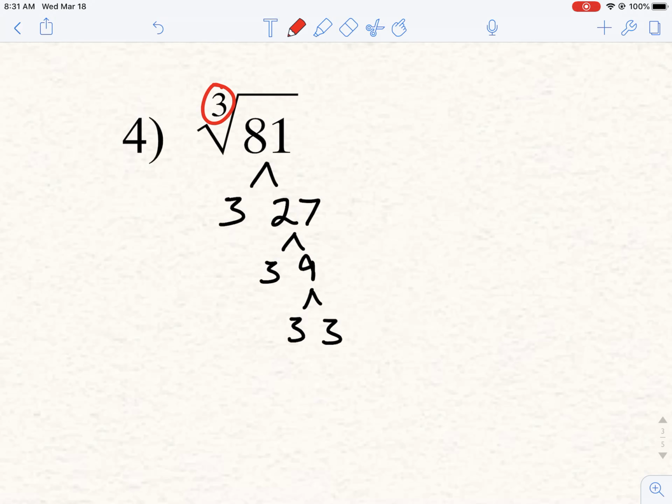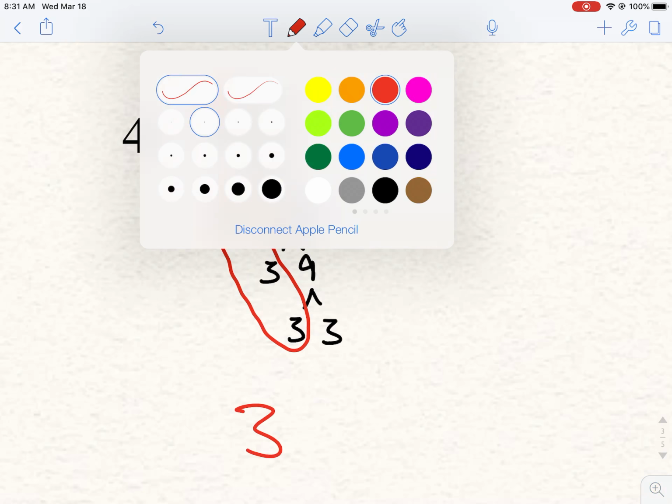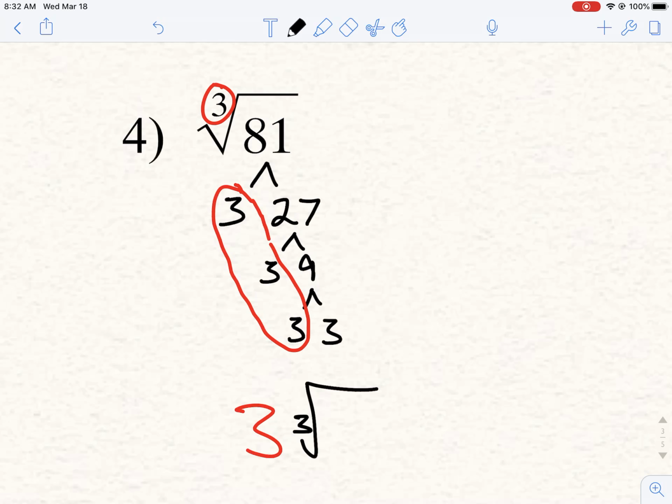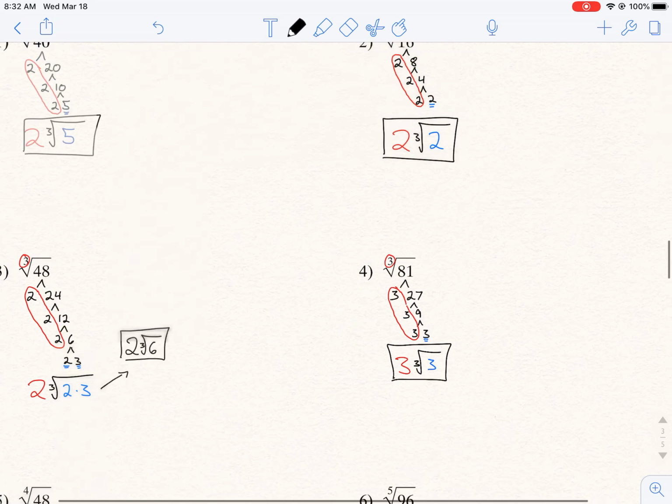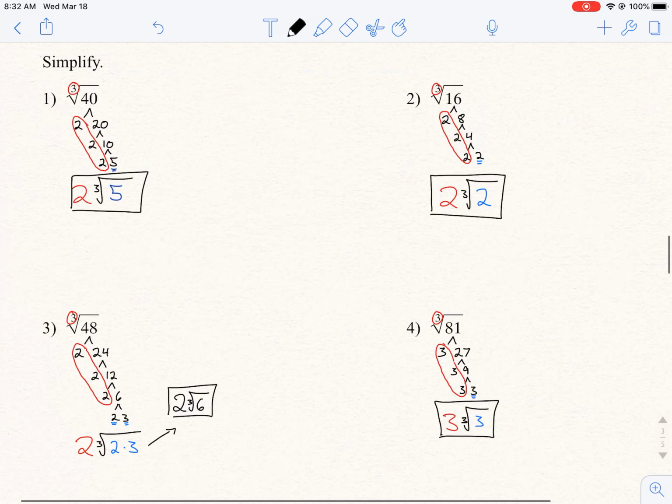So cube root means circle groups of 3. So I've got those 3 3's there. 3 comes out. And then this leftover 3 remains inside my radical. So my answer is 3 cube root of 3. Now, all of these problems that I've showed you here, those are all using index of 3.